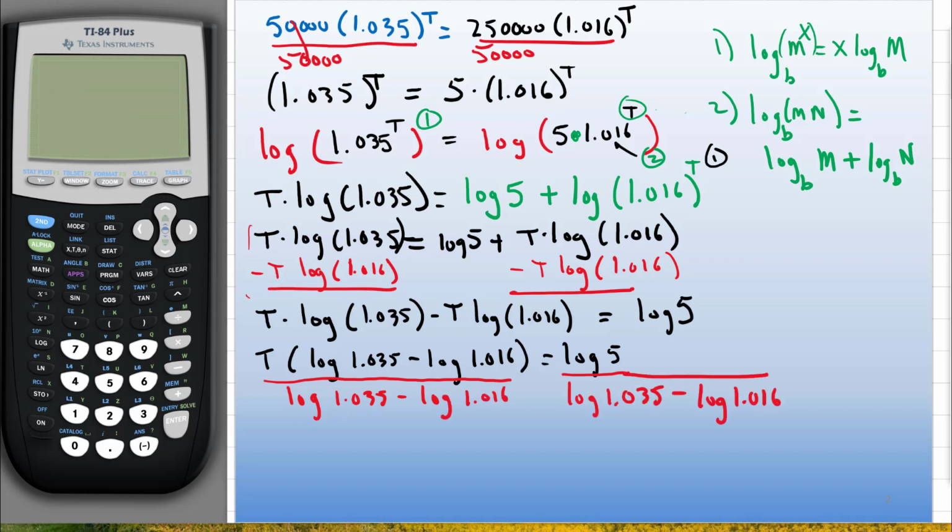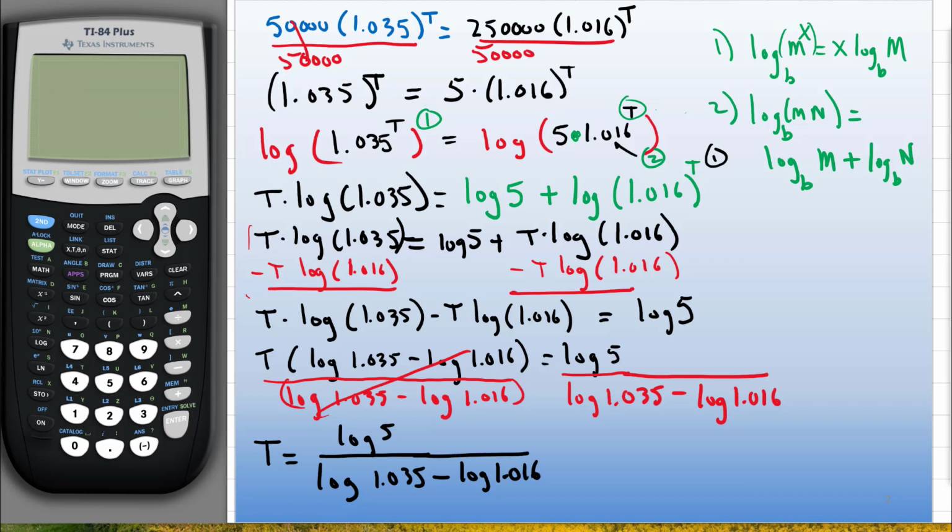Okay, with this division on both sides, I can cancel this whole group. The whole group cancels out. And that's really my final result. T equals the log of 5 divided by the log of 1.035 minus the log of 1.016. All right, now this is the solution to this equation way up at the beginning.